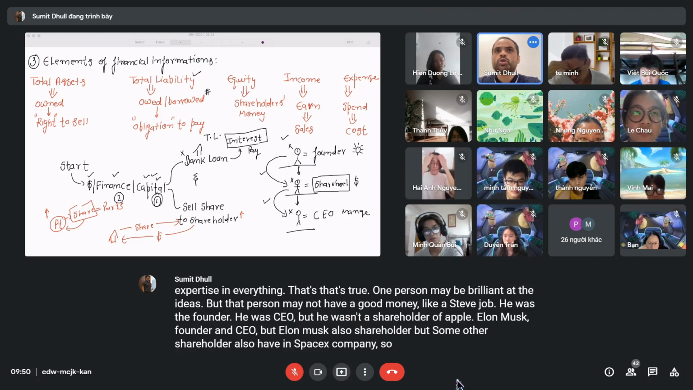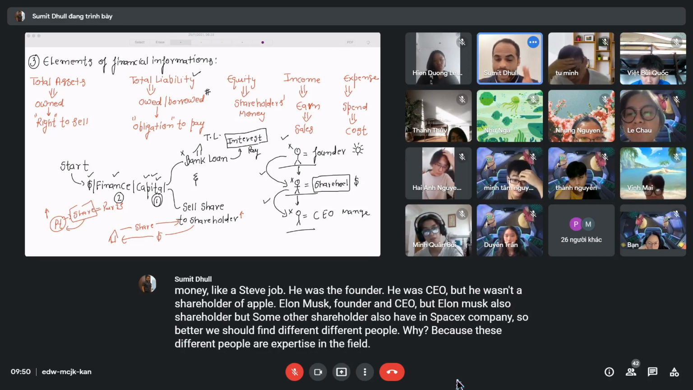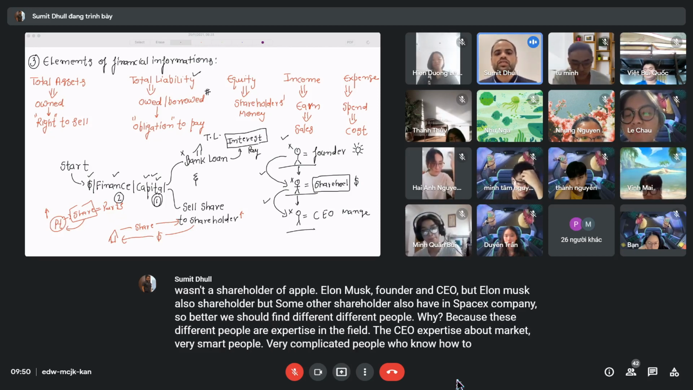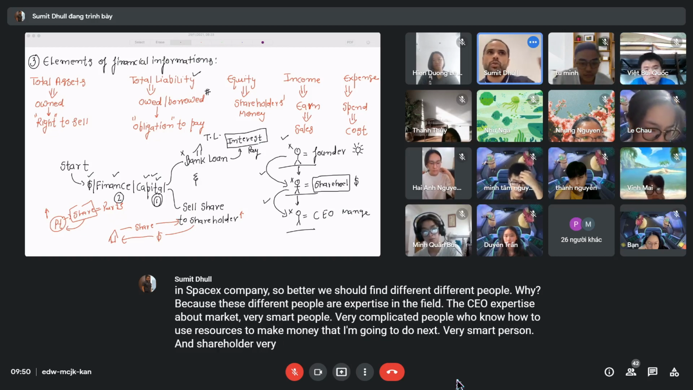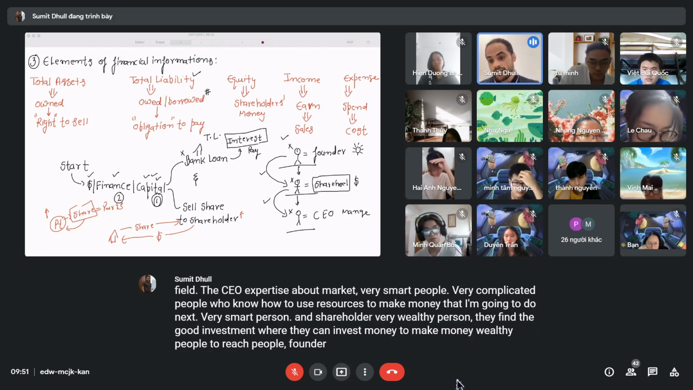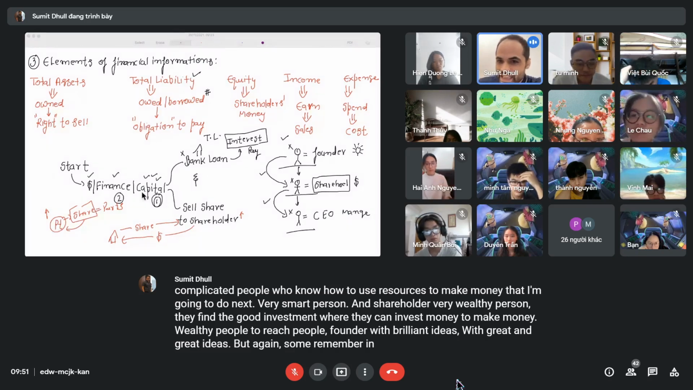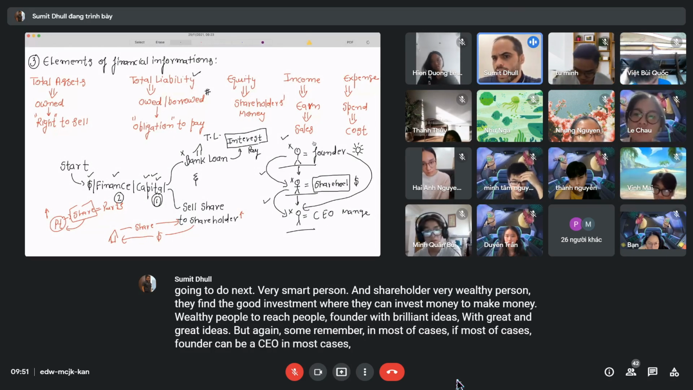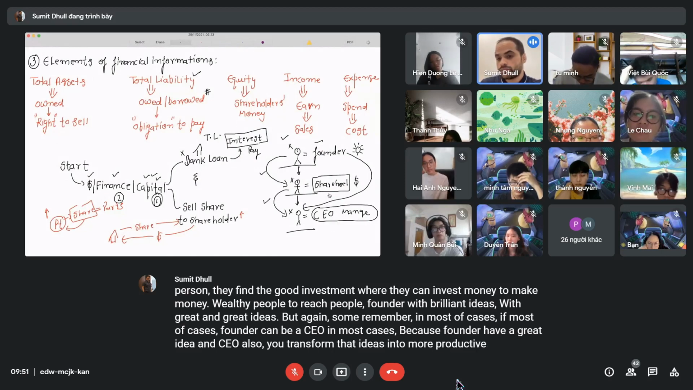So better we should find different people. Why? Because these different people are experts in their fields. The CEO is an expert about the market, a very smart, very competitive person who knows how to use resources to make money. That I'm going to do next. A shareholder is a very wealthy person who finds good investments where they can invest money to make money. Wealthy people, rich people, and the founder with brilliant ideas. But again, remember, in most cases the founder can be a CEO, because the founder has great ideas, and the CEO also transforms those ideas into more productive activities. All right.